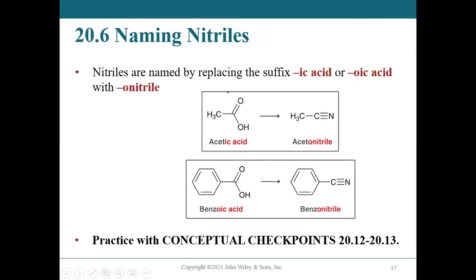Nitriles are named by replacing the sulfuric acid or oleic acid with nitrile: acetic acid, acetonitrile, benzoic acid, benzonitrile.